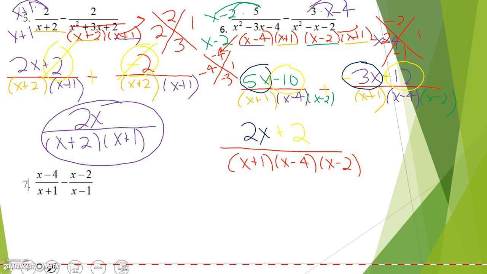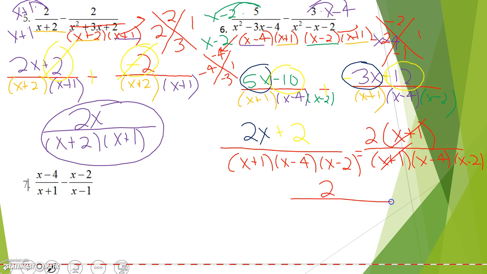I can factor the top of that, 2x plus 2, a 2 out. And when I do that, now something will cancel, which is great. The x plus 1's cancel. I'm left with 2 up top and x minus 4, x minus 2. Notice we didn't cancel until the very end.